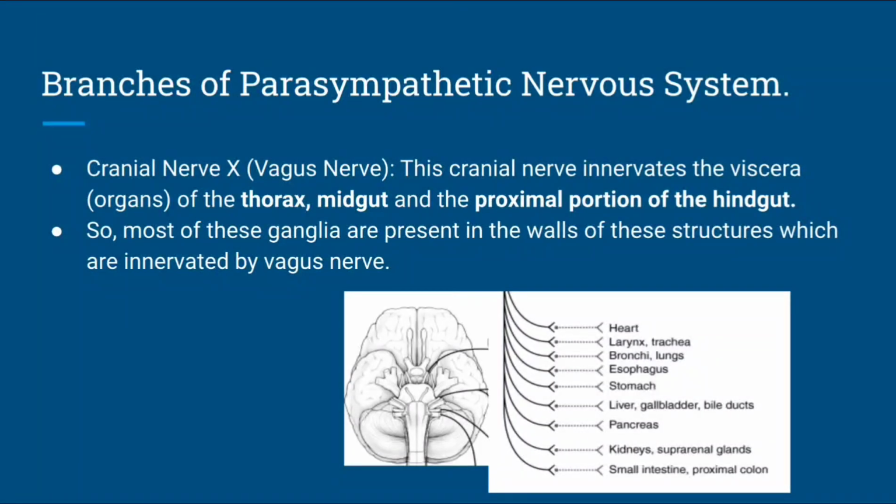The next one you can see below, which is one of the branches of the parasympathetic nervous system, is the cranial nerve 10 or the vagus nerve. It has multiple organs that it innervates. It will connect with the organs of the thorax, midgut, and this is important to remember, the proximal portion of the hindgut. You can also see that it supplies the heart, larynx, bronchi, lungs, esophagus, stomach, and an array of other organs, etc.